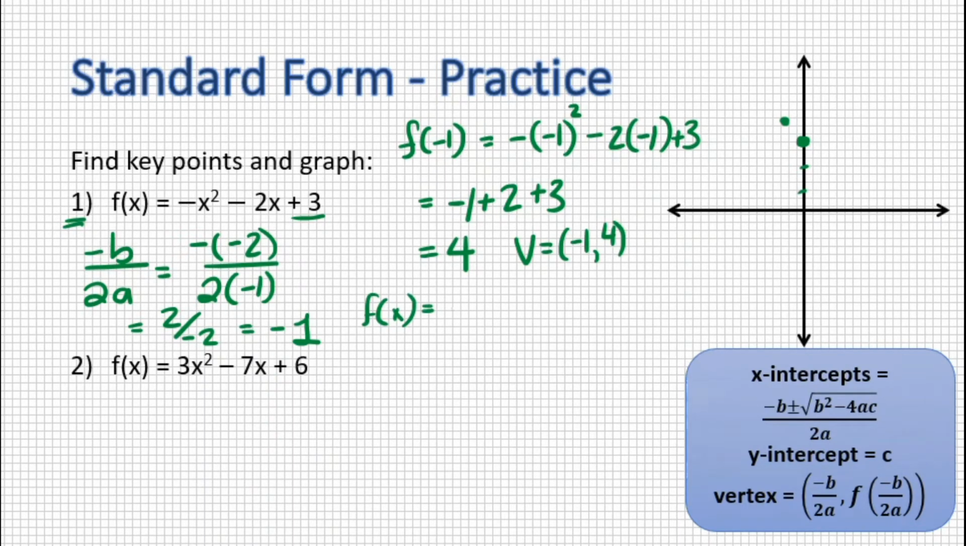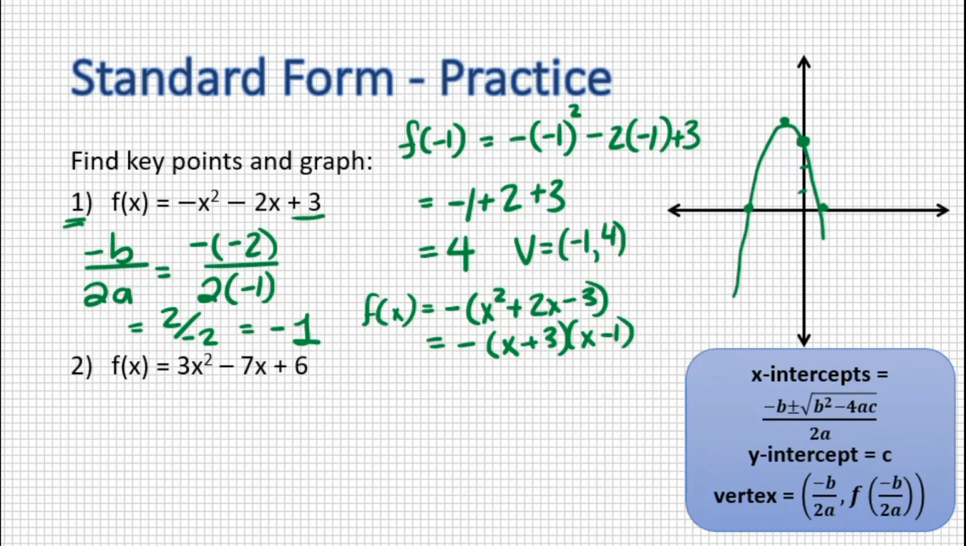I'm going to factor out the negative just to see if it's factorable. Keep using the same example, so I know it's going to be negative (x + 3)(x - 1). This tells me the roots are the opposite of what we see in the factored form, so we're going to have one root at x = 3 and one root at x = -1. And there's our parabola upside down, maxing out at x equals negative 1 and coming back down.